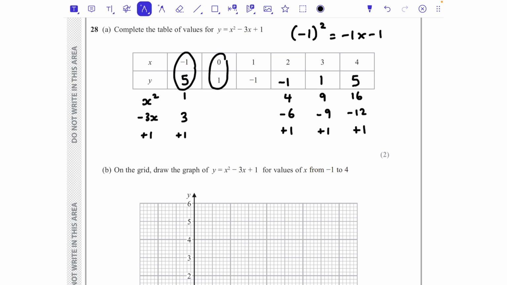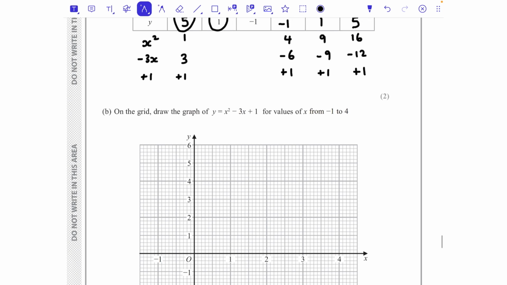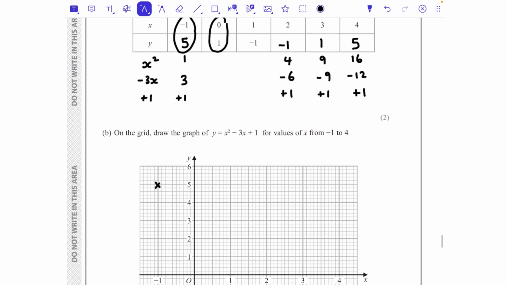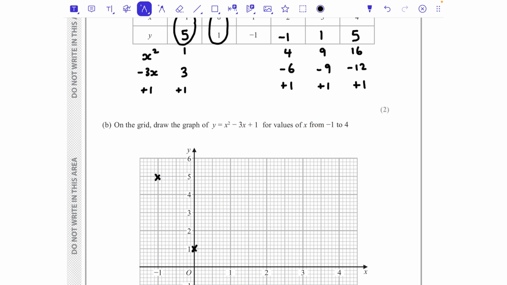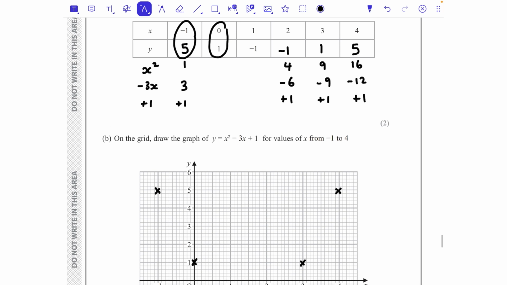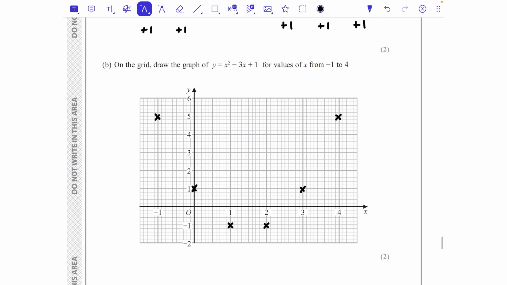and I now have the coordinates that I need in order to plot this quadratic. So we're going to now head down to the graph and plot each of them. So minus 1, 5 goes here, 0, 1 goes here, 1, minus 1 goes here, 2, minus 1 goes here, 3, 1 goes here, and 4, 5 goes there. That's going to get you 1 mark for plotting your points, and then again we just need to join those up with a smooth curve.